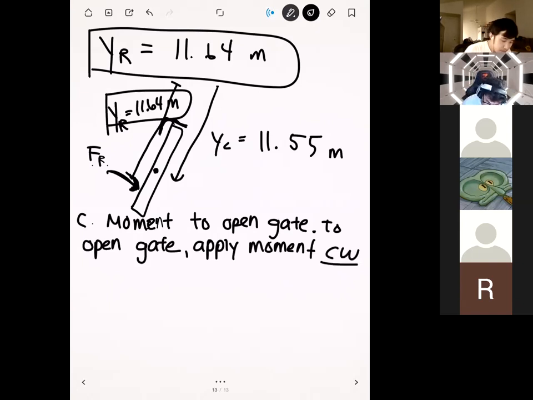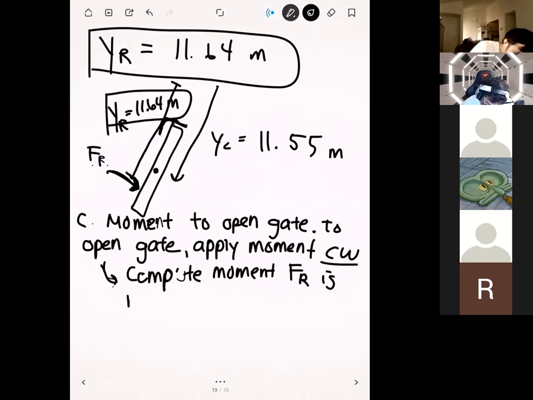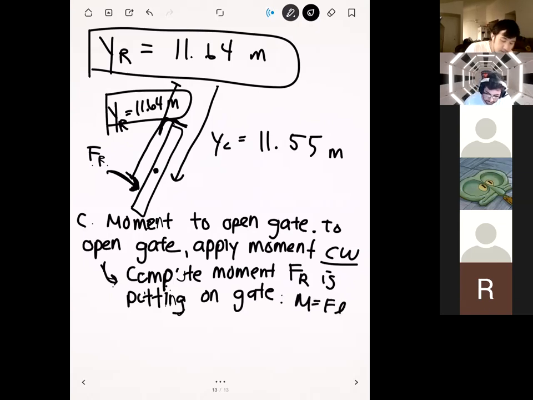Okay. And so that moment is basically going to be equal to the moment that this FR is putting on the gate already. And so what we need to do is compute the moment FR is putting on the gate. And so remember, moment is equal to force times some distance, where this distance right here is the distance to the hinge, or the distance to the part where it's going to rotate about.